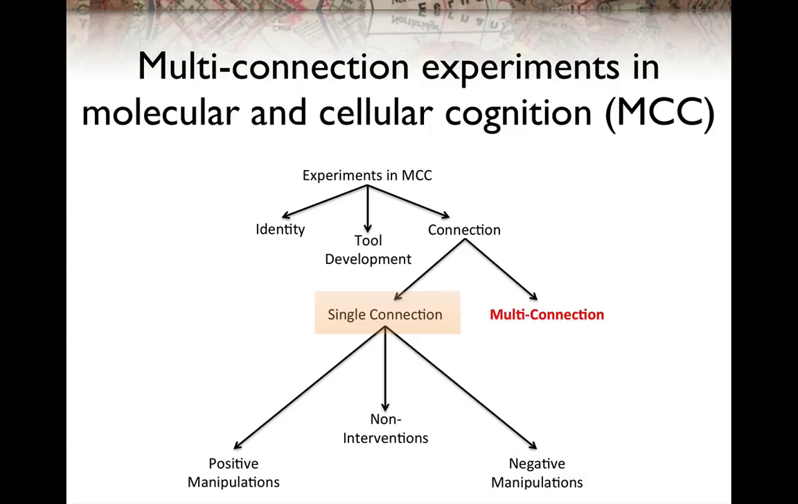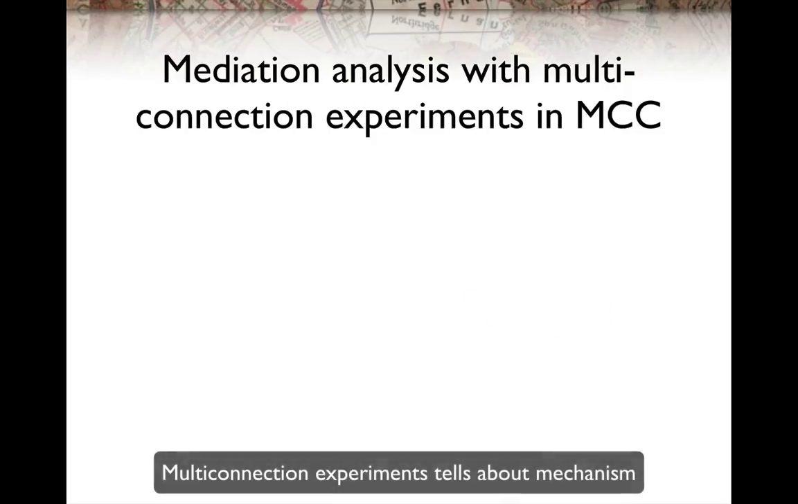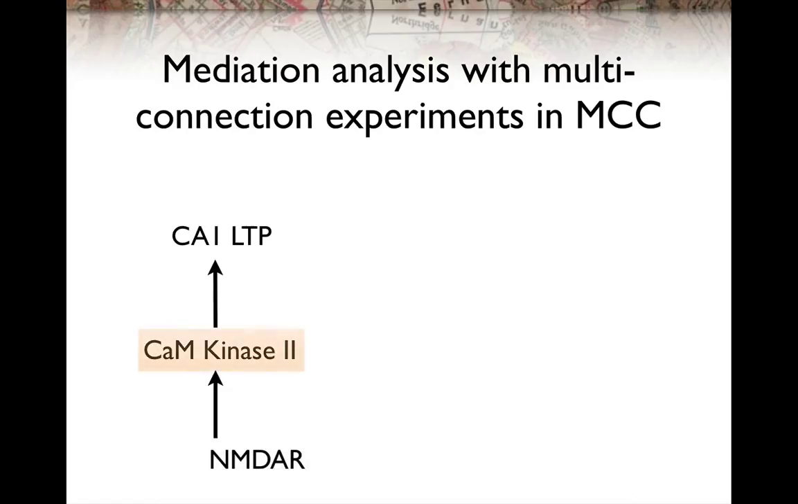The connection experiments we just described are single connection experiments, but in addition, we have multi-connection experiments. Multi-connection experiments are usually carried out for mediation analysis, in other words, for determining the mechanism or the possible mediators of a causal connection. For example, how would we go about testing the role of calmodulin kinase 2 in mediating the effects of NMDA receptors on CA1-LTP?